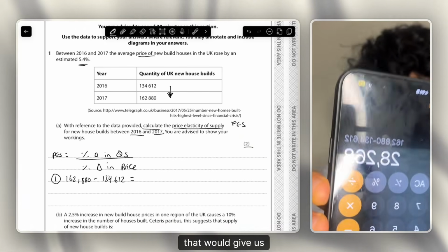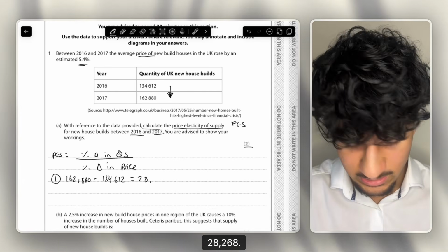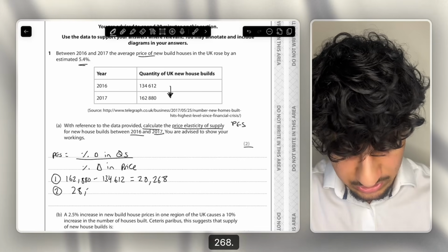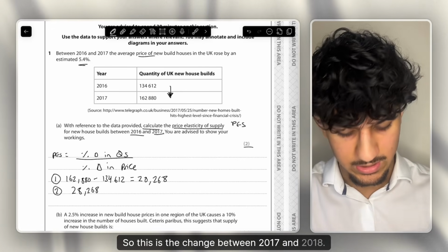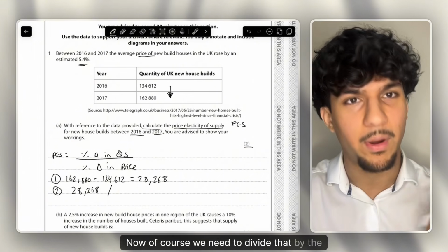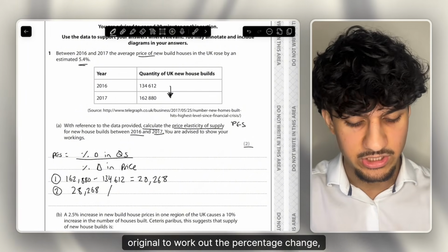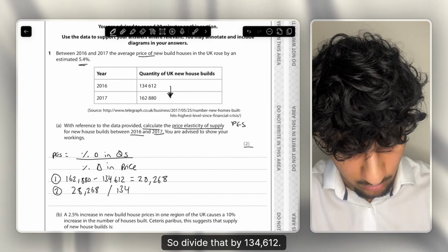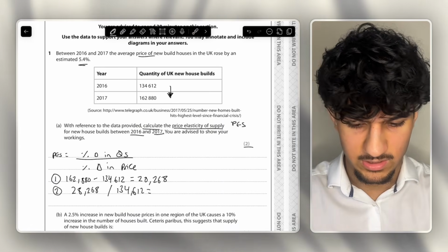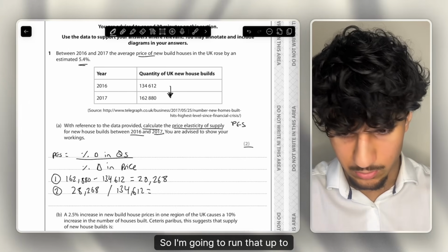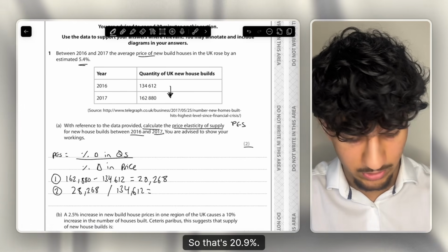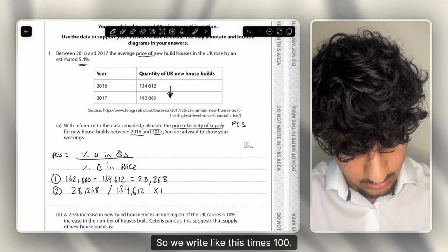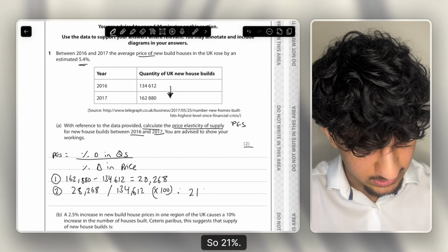And that would give us 28,268. So this is the change between 2016 and 2017. Now, of course, we need to divide that by the original to work out the percentage change. What is the original? It is obviously 2016. So divide that by 134,612. That's going to give us 0.2, so as a percentage change, that's 20.9%. Times 100, so I'm going to round that up to 21%.